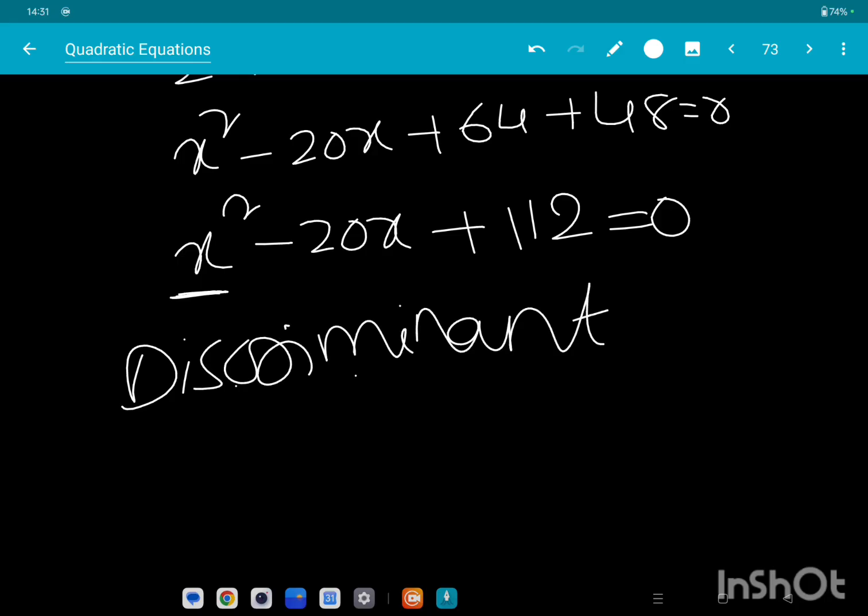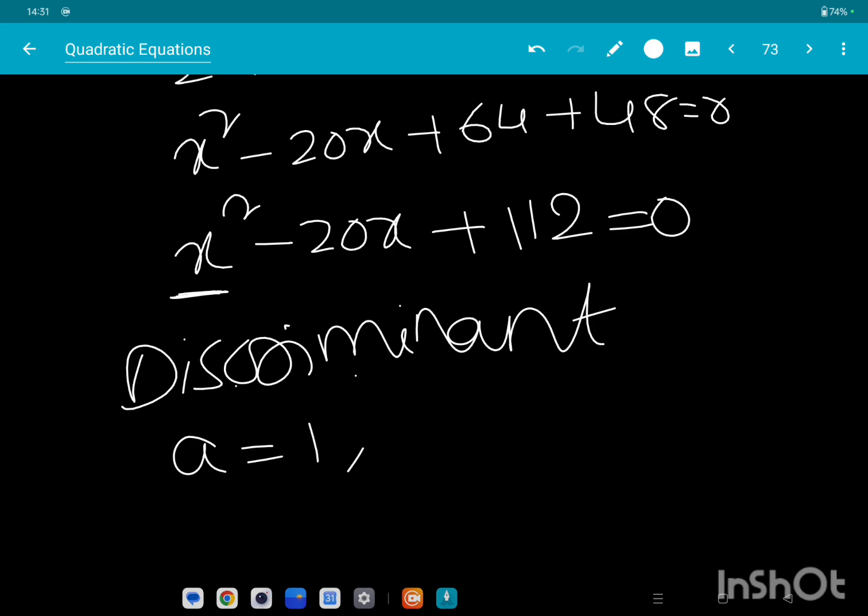If I find the discriminant, then after finding the discriminant, we will know the nature of roots, whether it has real roots or not real roots. So we can say whether it is possible or not, right? So I will find the discriminant here.